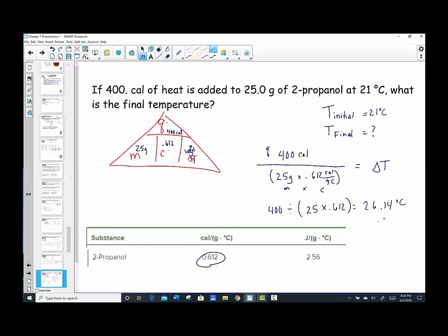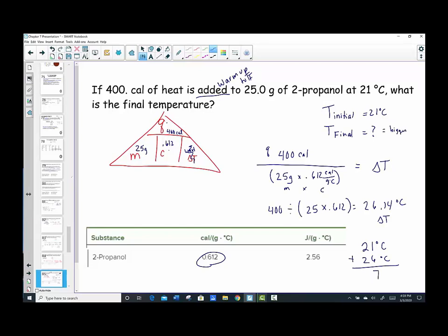Now that's not my final answer. That's my delta T, how much it changed by. If we're adding heat means it's going to warm up. And think about that. If the initial temperature started at 21 degrees and it warms up by 26 degrees, I'm going to keep the 2 sig figs we need anyway, right? Added to means it's going to warm up to the final temperature, right? This will be a bigger number because I'm warming it.